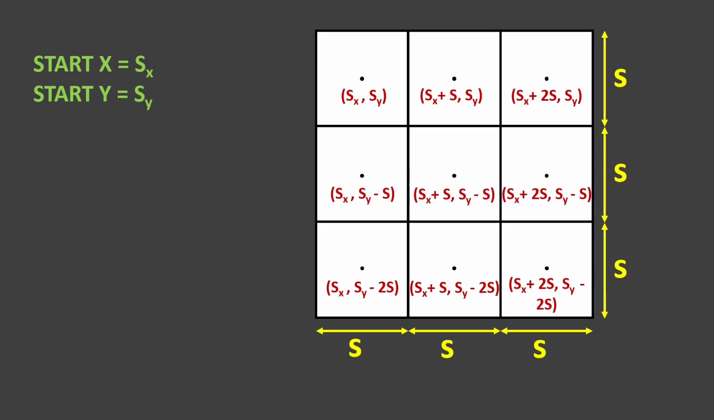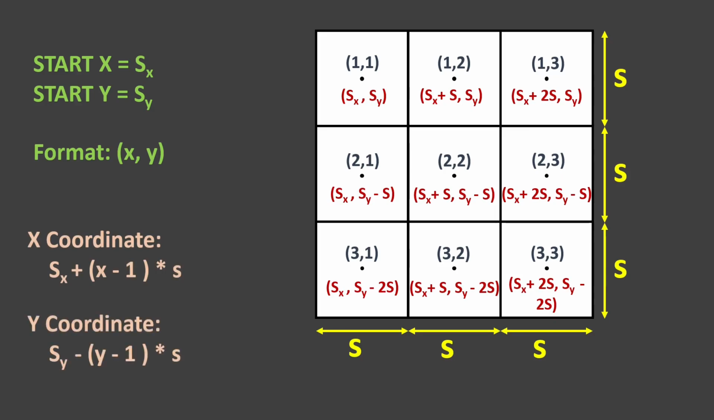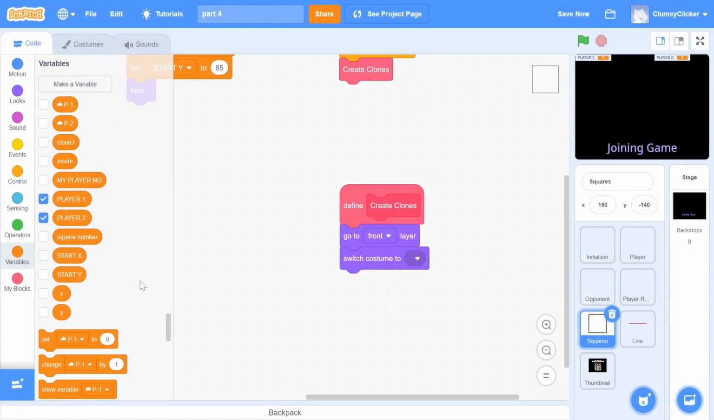To allow for a general formula of the coordinate, let us assume that each square is assigned an ordered pair X, Y. As you probably guessed, the variables X and Y are used for this very purpose. If we assume this, then the general formula for the coordinates of a square would be as follows. The X coordinate would be startX plus (X minus 1) multiplied by S. The Y coordinate would be startY minus (Y minus 1) multiplied by S. If you're not convinced, then try substituting the X and Y values of each square and you should get the same result. Okay, let us now actually write the script.